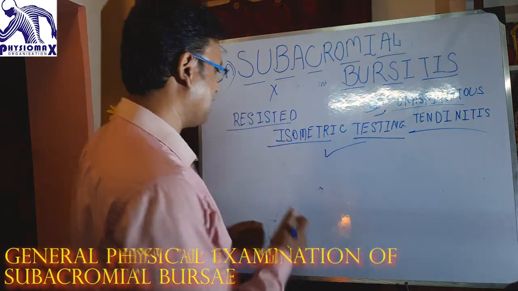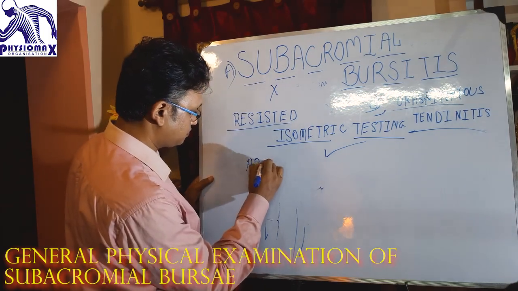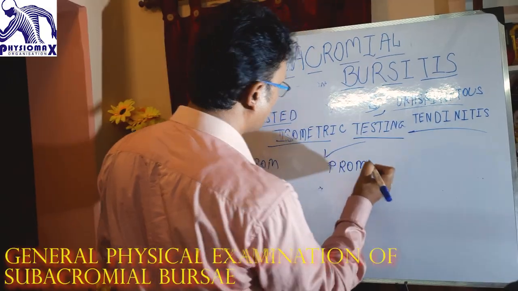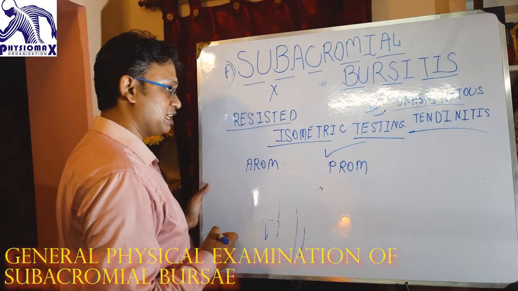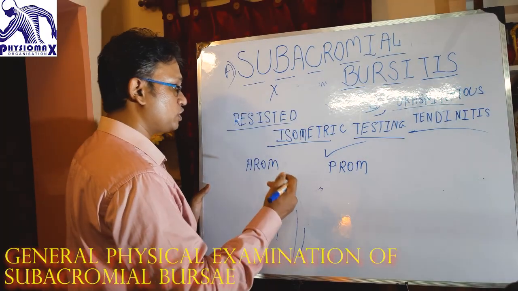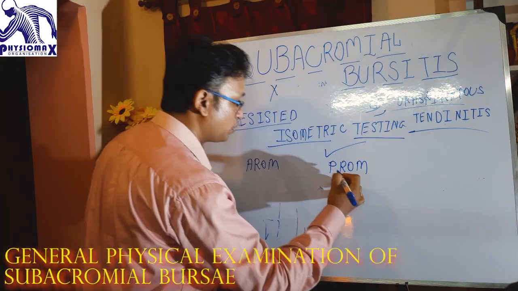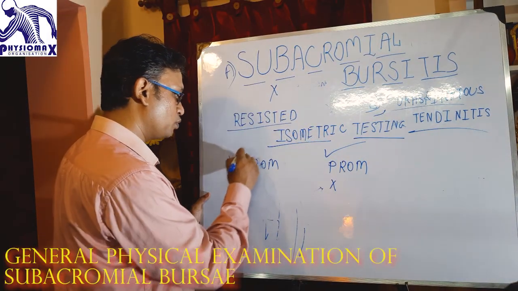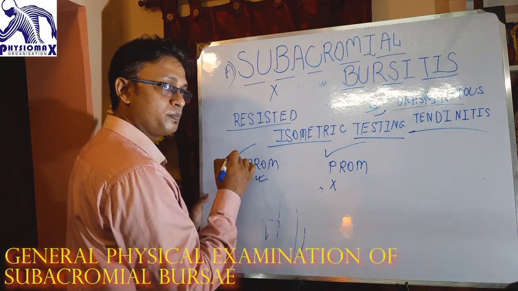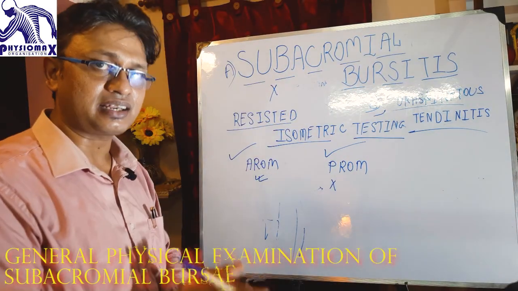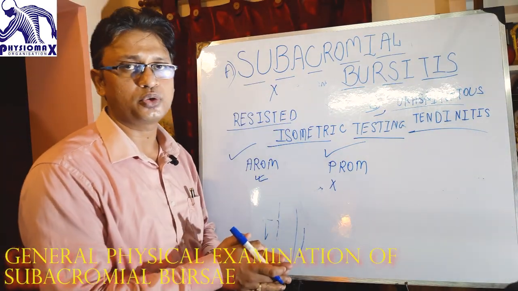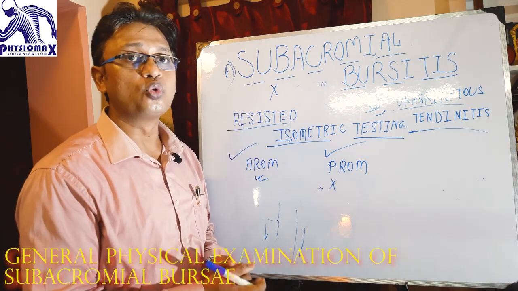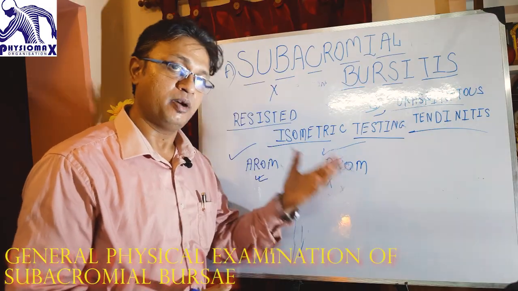Also, basic AROM and PROM give a clue whether it is the subacromial bursa or the supraspinatus tendon. Mostly if it is a supraspinatus tendon, PROM is painless, but if it is a subacromial bursa, AROM is painful. These are three easy, classical examinations we do before we go for a special test or before we ask the patient to go for an MRI of a particular structure.